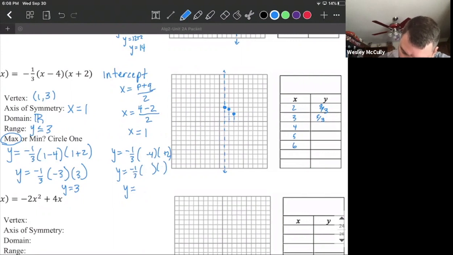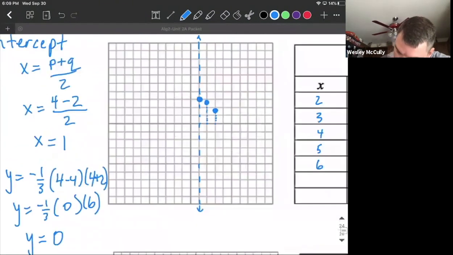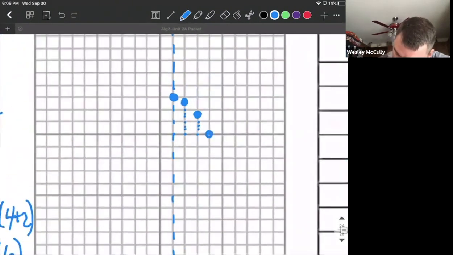So I plug in 4. 4 minus 4 is 0. 4 plus 2 is 6. 0 times anything is 0. So the y value here is 0. So I have the point (4, 0), which is right here.